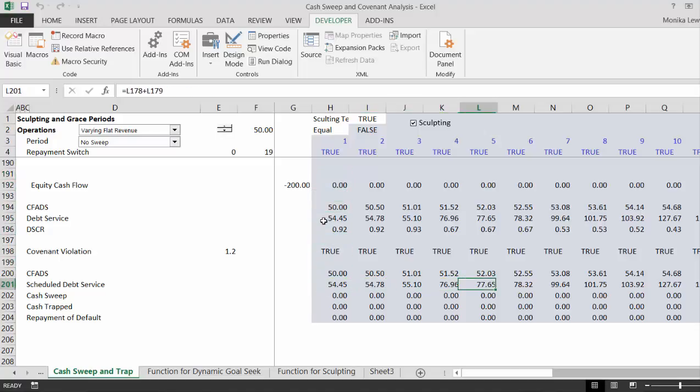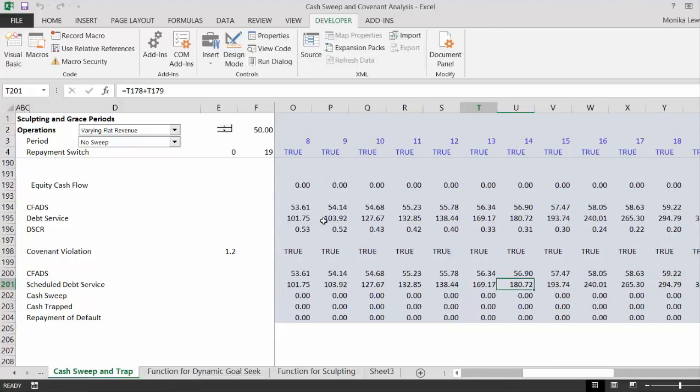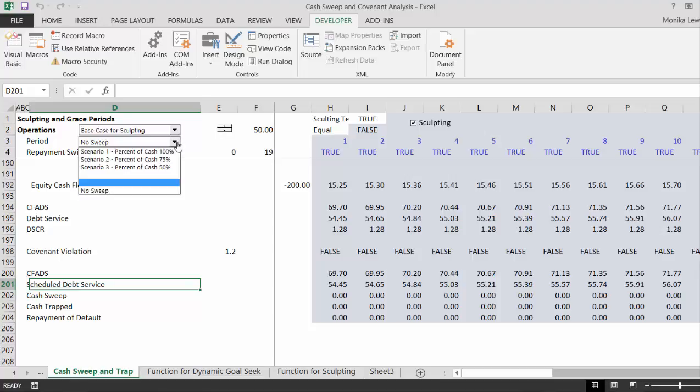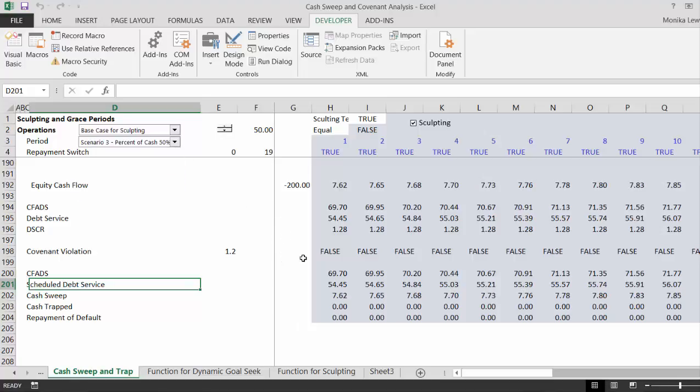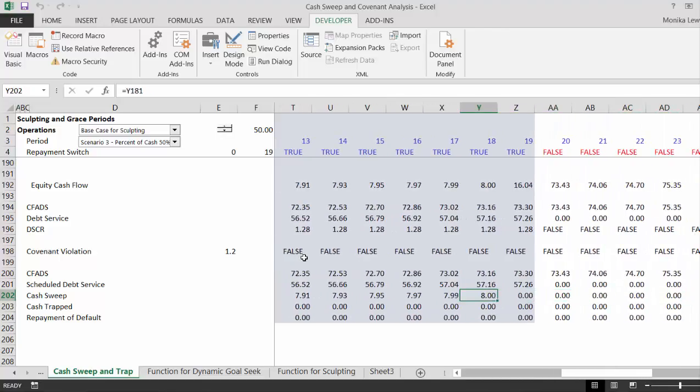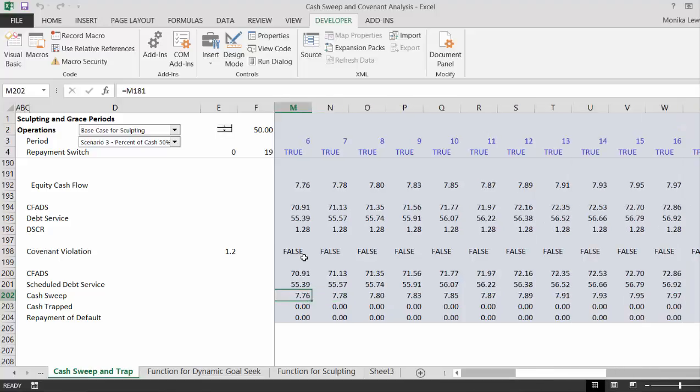So right here, we're not covering our scheduled debt service. Let's put the base case back. Let's put a sweep of 50%. Now we can see that we have a cash flow sweep. Good. And then eventually our debt service goes to zero.